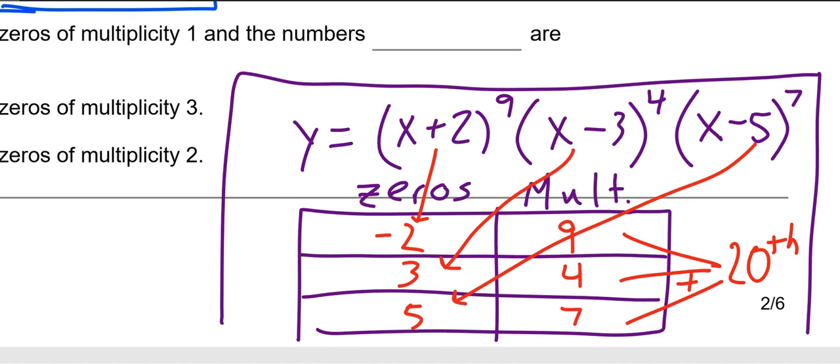So, folks, this is a 20th degree polynomial. What I'm hoping you understand from that is this. The degree can be found by adding the what? The multiplicities, which are the exponents. So you're right. Nice. Good conclusion.